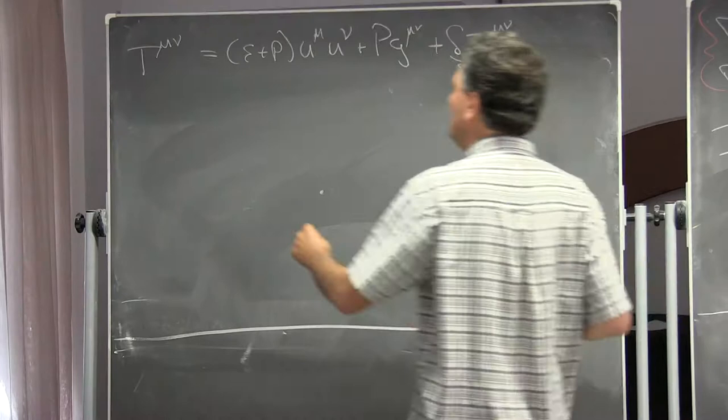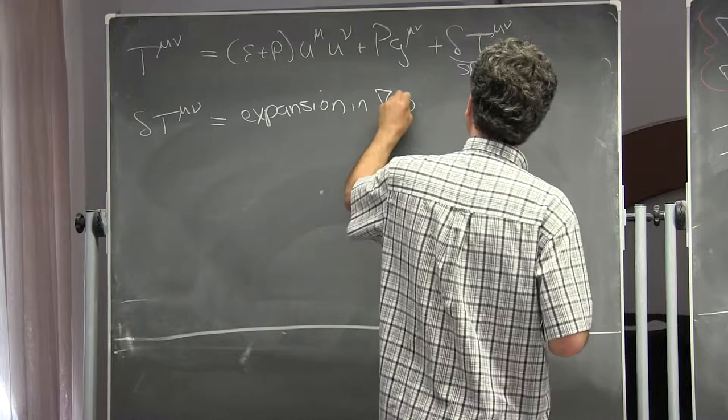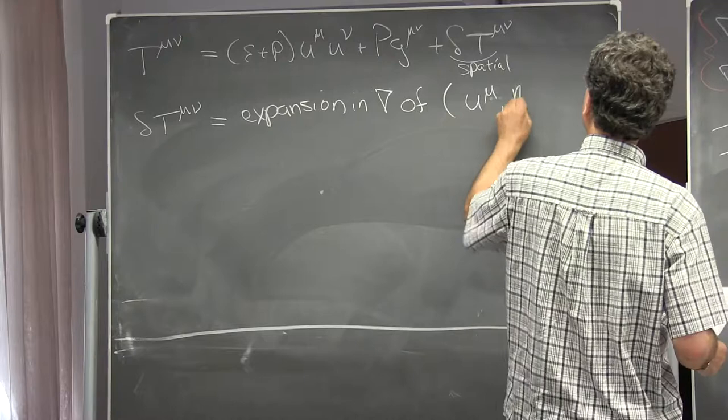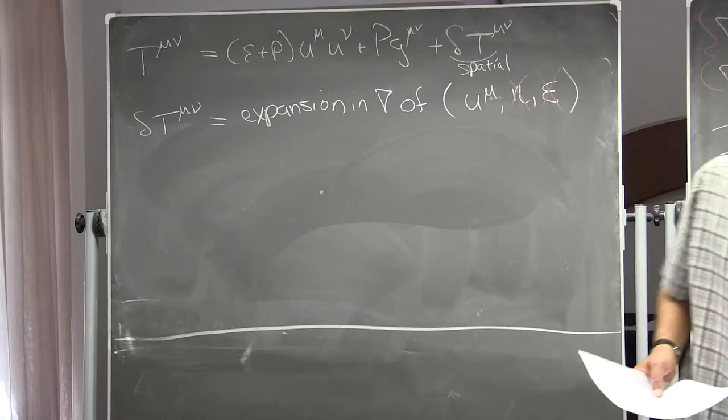should have some expansion in derivatives of U mu, n and epsilon. And we can use our freedoms to eliminate those ones and write it only in terms of variations of U. And I can do all the same things for J mu.